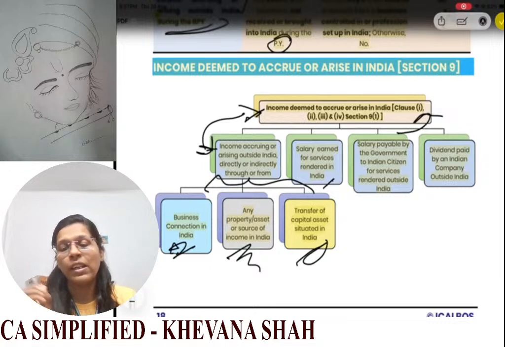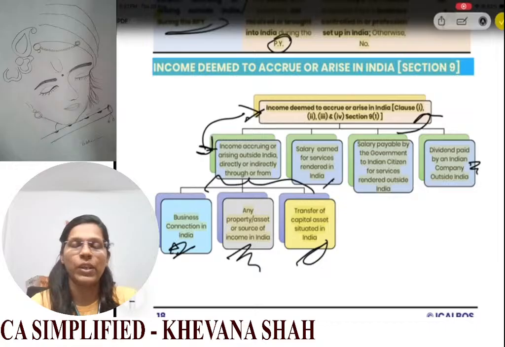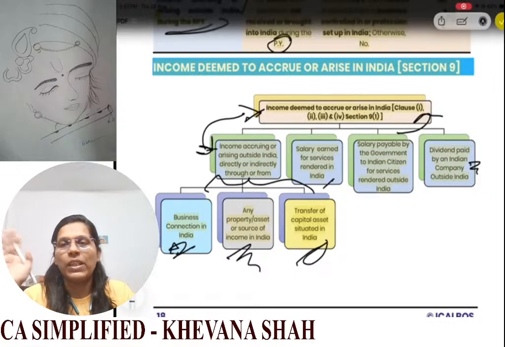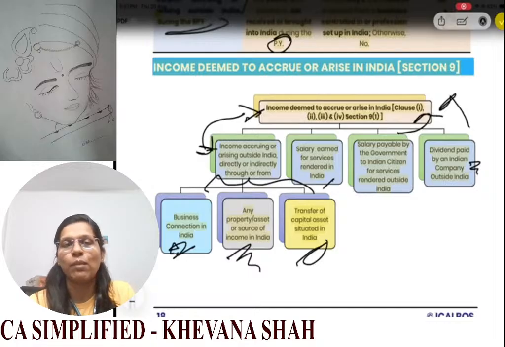And any dividend paid by an Indian company outside India, so irrespective of whether the company is in India or outside India, if that company is an Indian company, then in that case it will be deemed to accrue or arise in India.